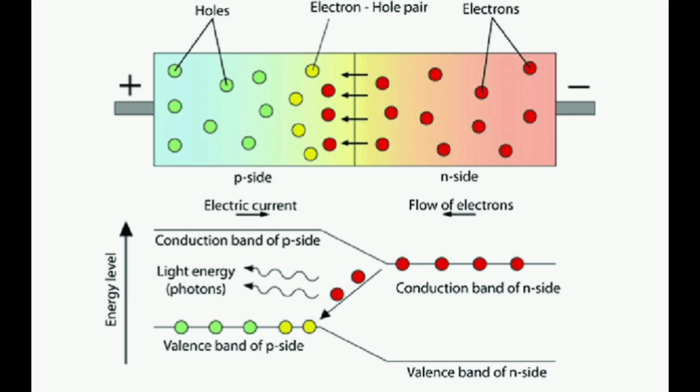Here they recombine in specific direct bandgap semiconductor materials. This recombination energy is released directly as a photon, which we perceive as light. The color of the emitted light is determined by the specific bandgap energy of the semiconductor material itself.